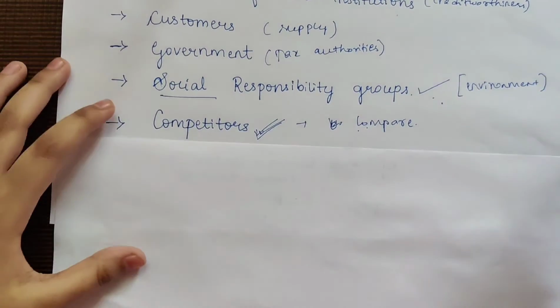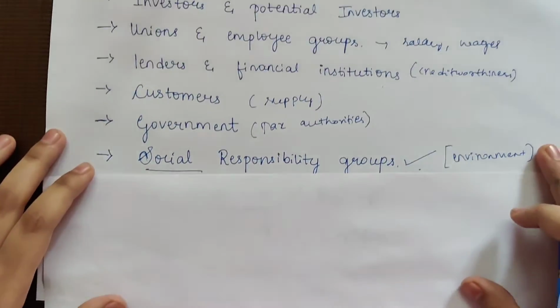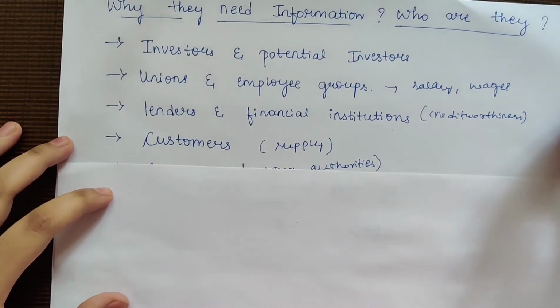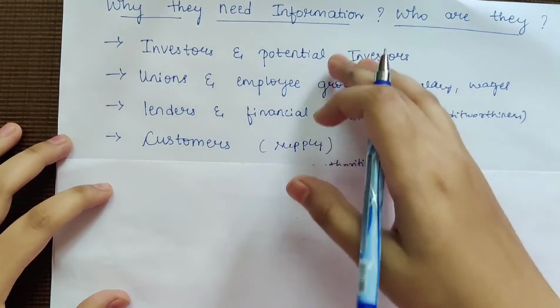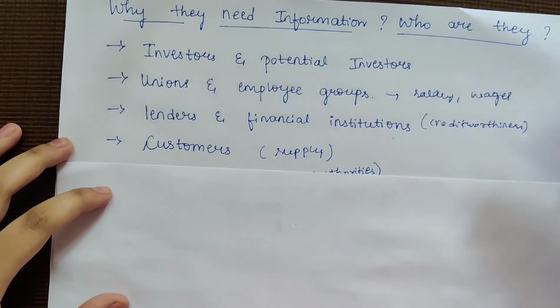Okay, so that's it for today's video. We covered in today's video the qualitative characteristics of accounting information, then the objectives of accounting, and then the various interested users and why they need the information of a particular company.